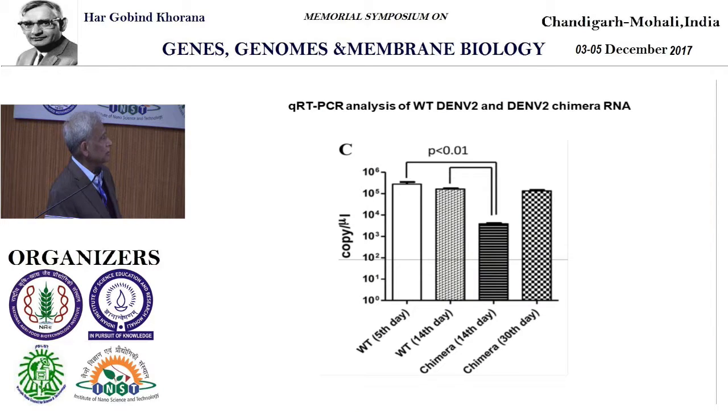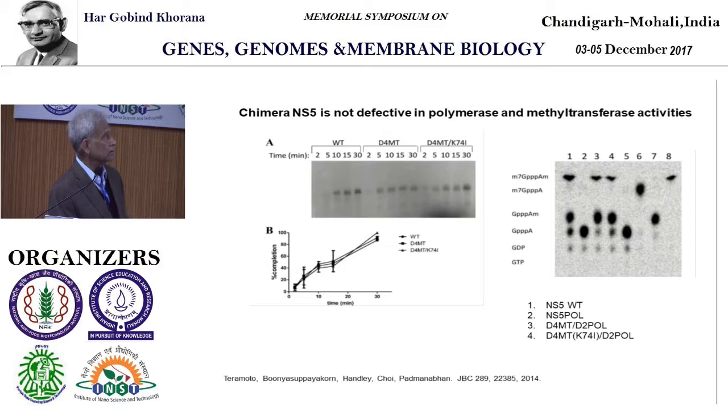We also quantitated the viral RNA by qRT-PCR, and we showed that at 30 days the supernatant had almost restored the RNA copy number to the wild type level. One surprising thing is there is no difference in the enzymatic activity of wild type versus chimeric NS5, or even with the adaptive mutation. And also no difference in the capping activity of these NS5 molecules.